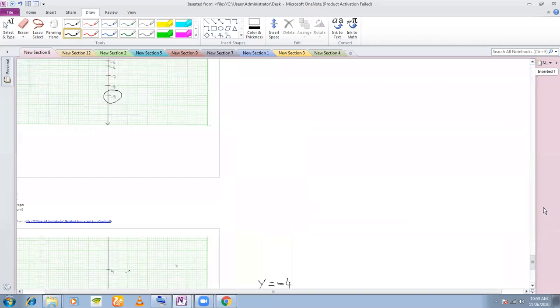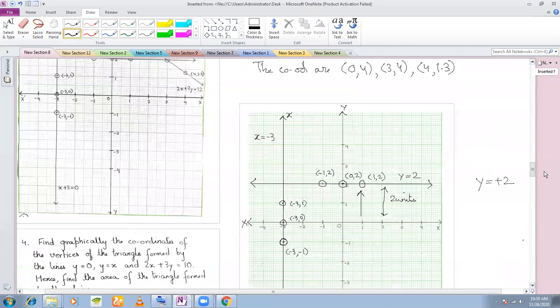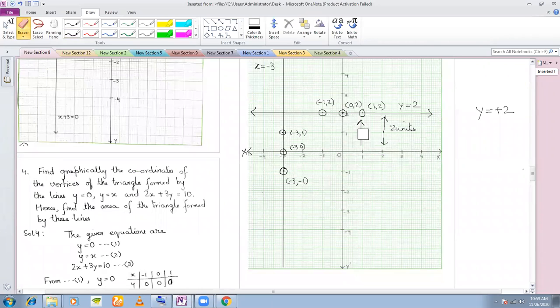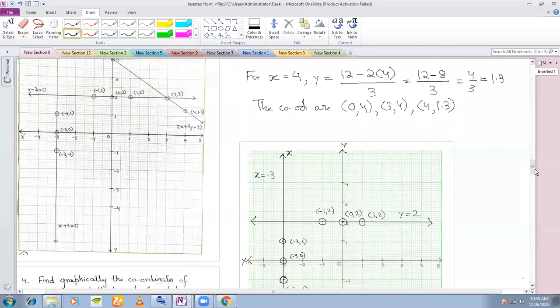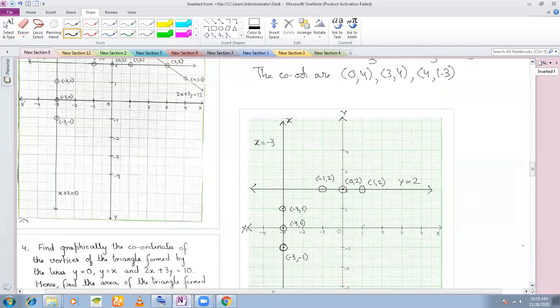So we have drawn 2 lines here. Let us now plot the third line. What are the coordinates for the third line? They are 0, 4; 3, 4; and 4, 1.3. Let us plot 0, 4 first. 0, 4 will be this point. Then 3, 4: 3 units here and 4 units here.